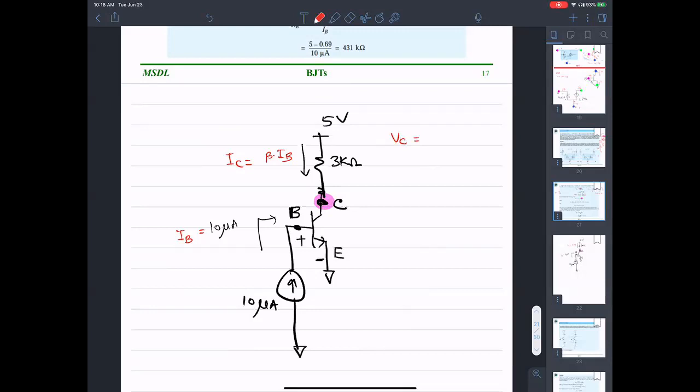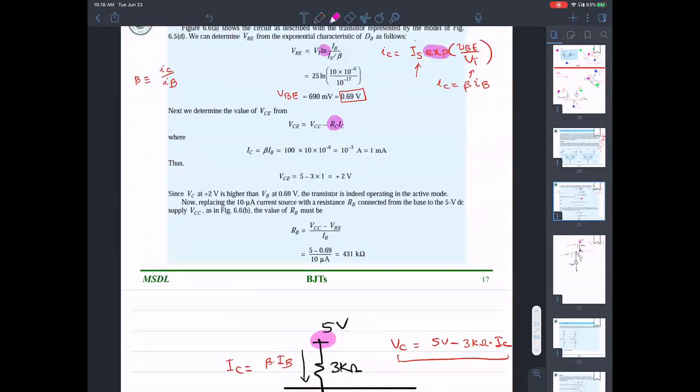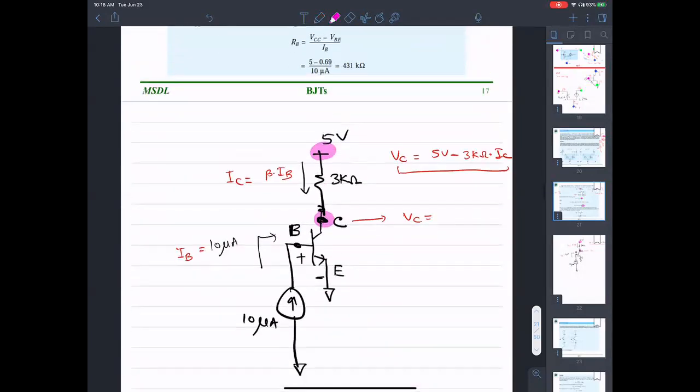VC is simply 5 volts, which is the voltage on the top, minus the voltage dropped across the 3 kilo ohm resistance. Once you do that, you'll get the value of VC to be 2 volts. Because VC is 2 volts and V emitter is 0 volts, because it's tied to ground, VCE is also 2 volts.